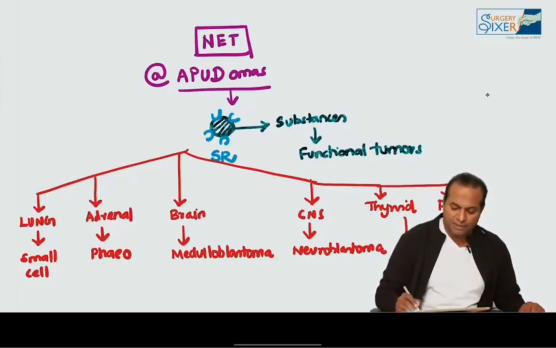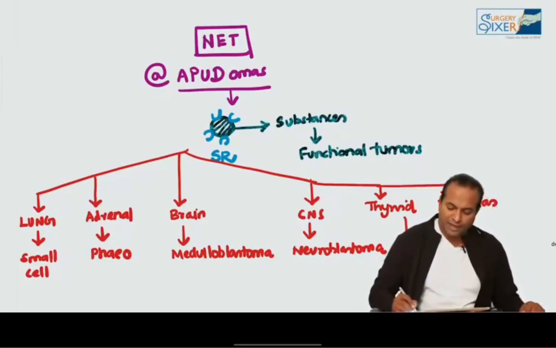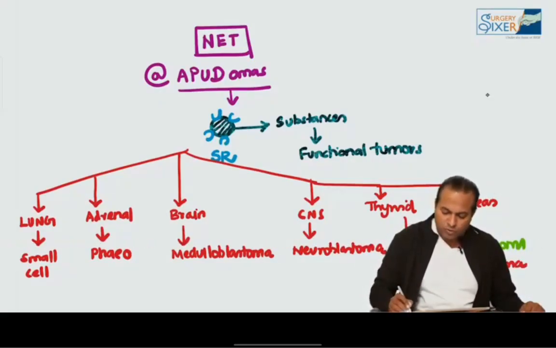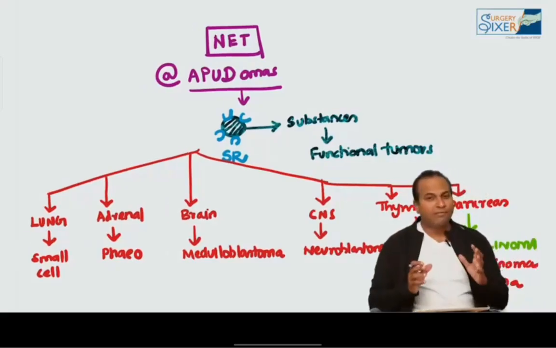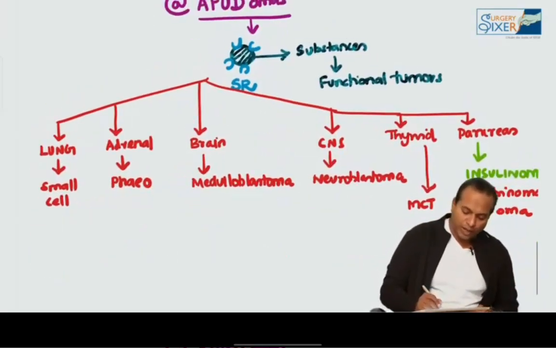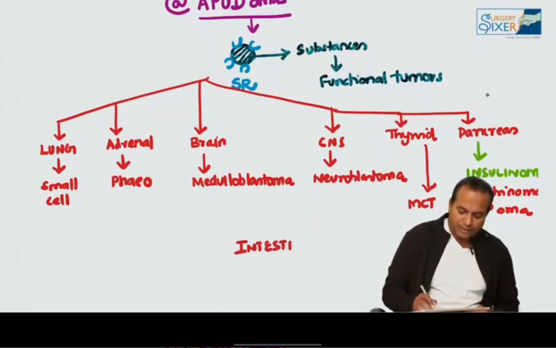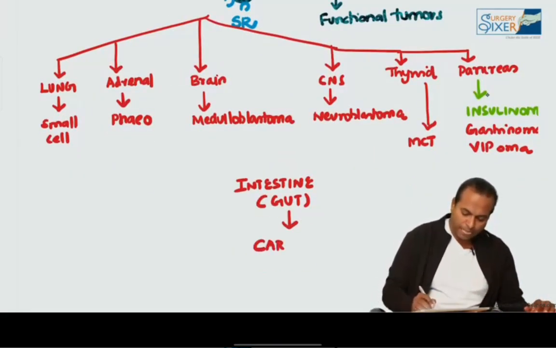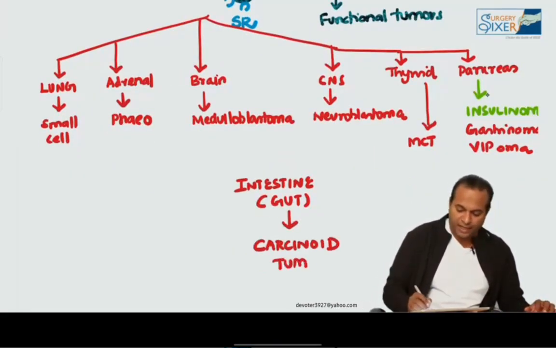And in pancreas, what are the neuroendocrine tumors of pancreas? They are insulinoma, gastrinoma, somatostatinoma, VIPoma. There are so many lists we will be discussing in pancreas. So like that, every organ has some neuroendocrine tumor. And the neuroendocrine tumor of intestine, or otherwise of gut, is known as carcinoid tumor. So neuroendocrine tumor of GIT is known as carcinoid tumor.